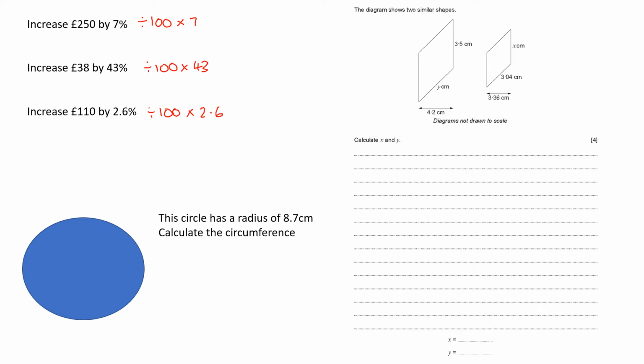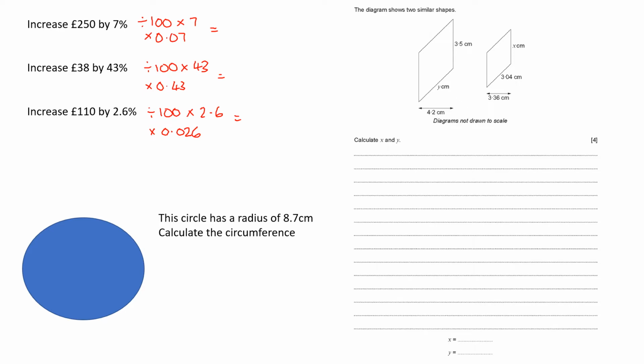The other option is to change the percent into a decimal and multiply by it. 7% is 0.07. It's a bit awkward with this one. 2% would be 0.02, right? But because it's 2.6%, it's not 0.26, which is 26%. It's 0.026. Now, either of those will give you the percentage.